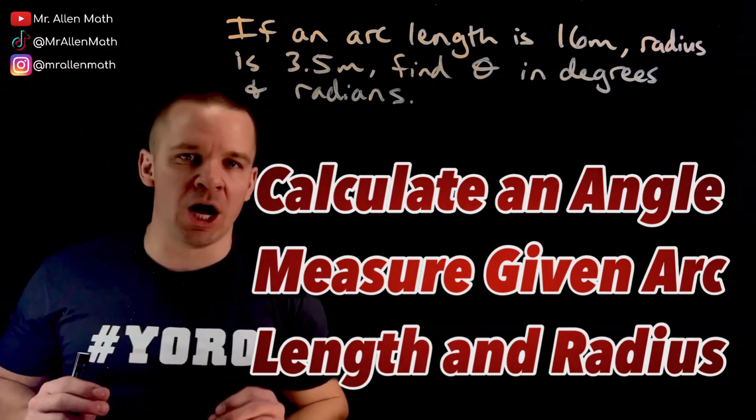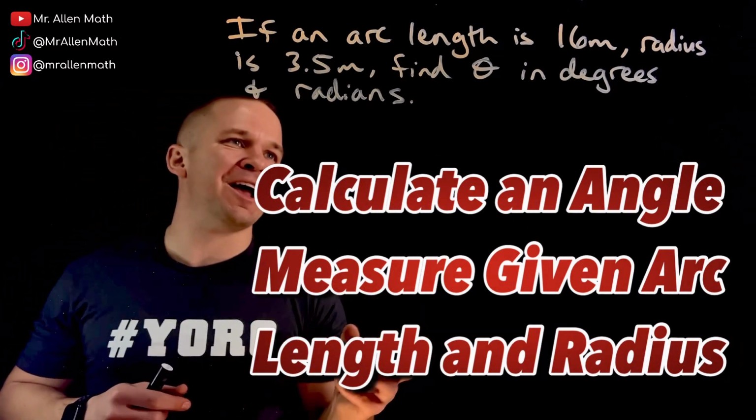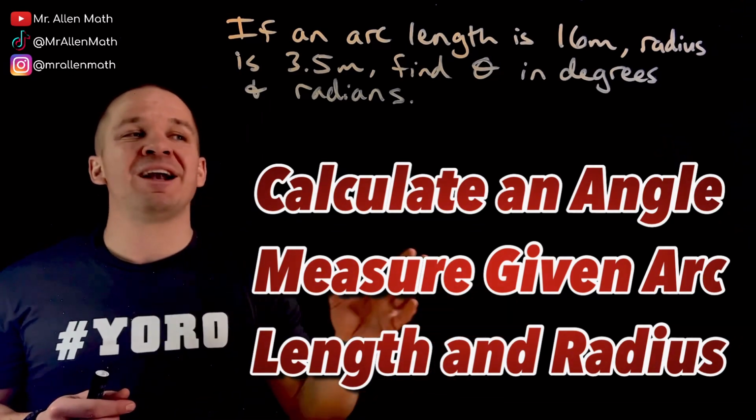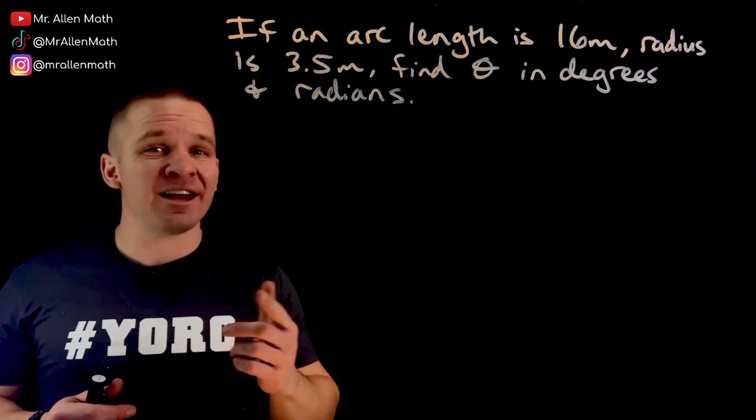I'm excited. I'm pumped. All right, if an arc length is 16 meters and the radius is 3.5 meters, find theta in degrees and in radians.